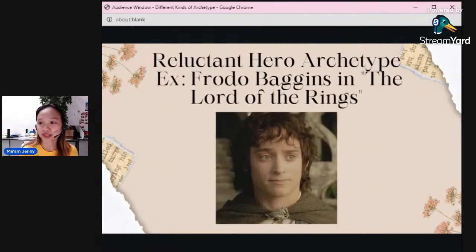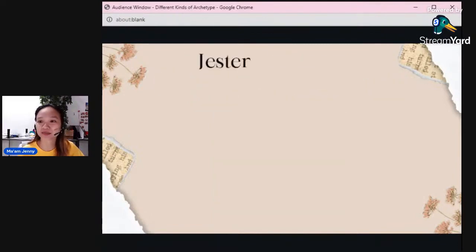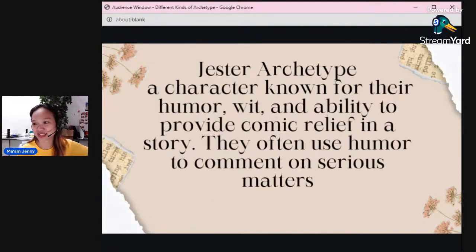So example of this one is Frodo in The Lord of the Rings. Frodo was, I think, pamangkin siya ni Bilbo, and he was the one assigned to deliver the ring to Mount Doom, para doon i-destroy yung ring. Of course you'll be scared, but I don't know anything. I'm just a hobbit. I have no powers. I have no skill. Bakit naman ako yung magiging assigned dyan? But eventually naging no choice si Frodo. So he brought the ring to Mount Doom and destroyed it. So, reluctant hero.